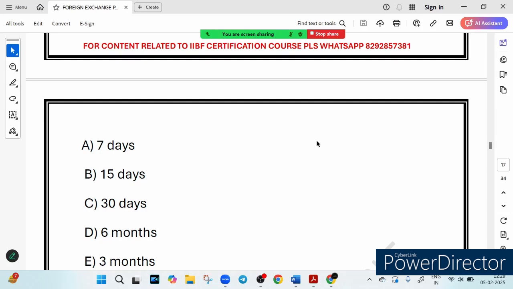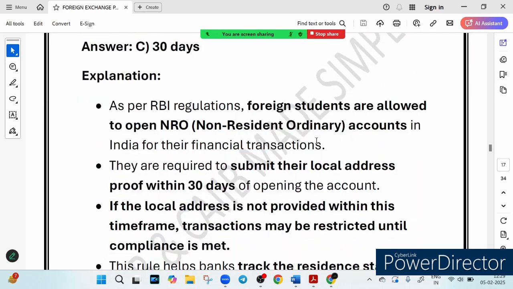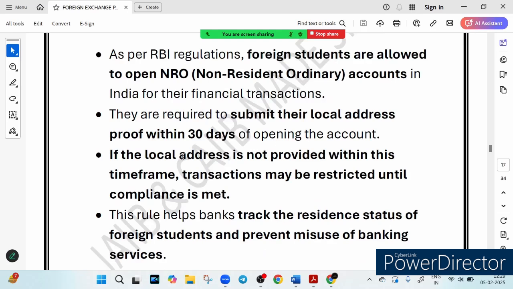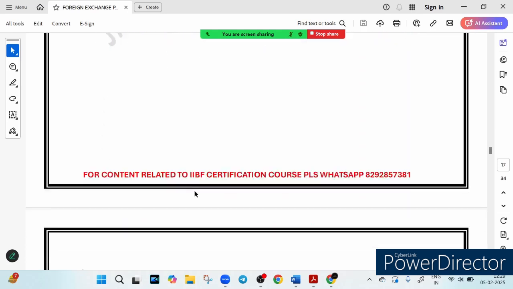According to RBI regulation, a foreign student is required to provide their local address declaration within 30 days of opening a bank account. This rule helps banks ensure that they have the correct contact information for the student and can track their residential status. So the correct answer is 30 days. You must remember it, right? So this is the key takeaway. As per the RBI regulation, a foreign student in India must provide their address. I told you earlier that they are allowed to operate an RO account, and they must submit their local address proof within 30 days. And if the local address is not provided within this time frame, transactions may be restricted until compliance is met. So these are the points you need to cover.